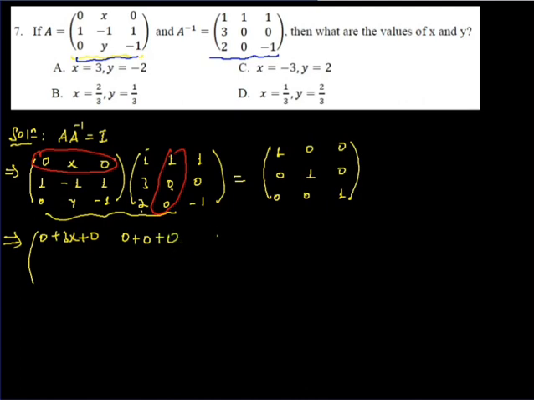Again, let's calculate the first row by the third column to get the third entry. So it becomes 0 times 1 is 0, x times 0 is 0, 0 times minus 1 is 0. Okay, we have finished the first row. Now let's calculate the second row. 1 times 1 is 1, minus 1 times 3 is minus 3, plus 1 times 2 is plus 2.